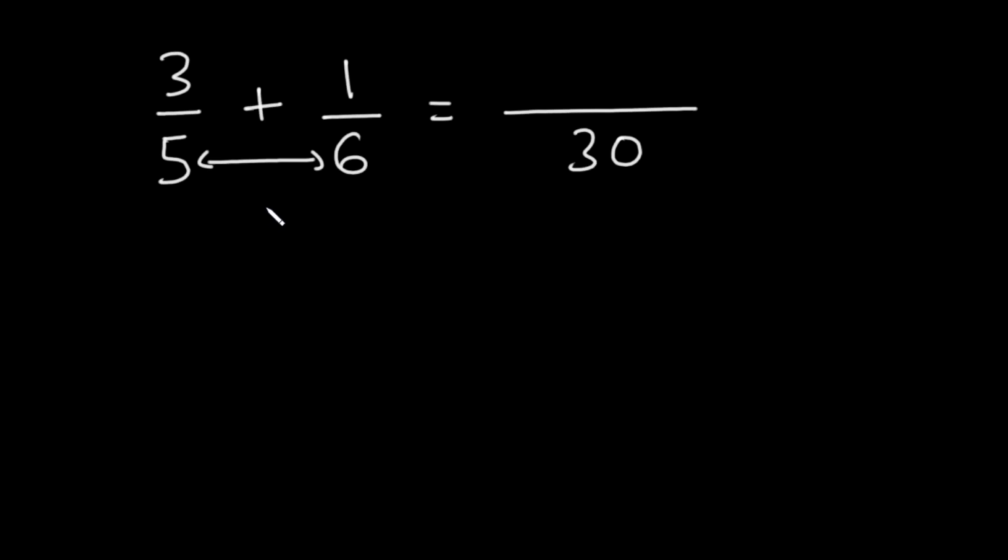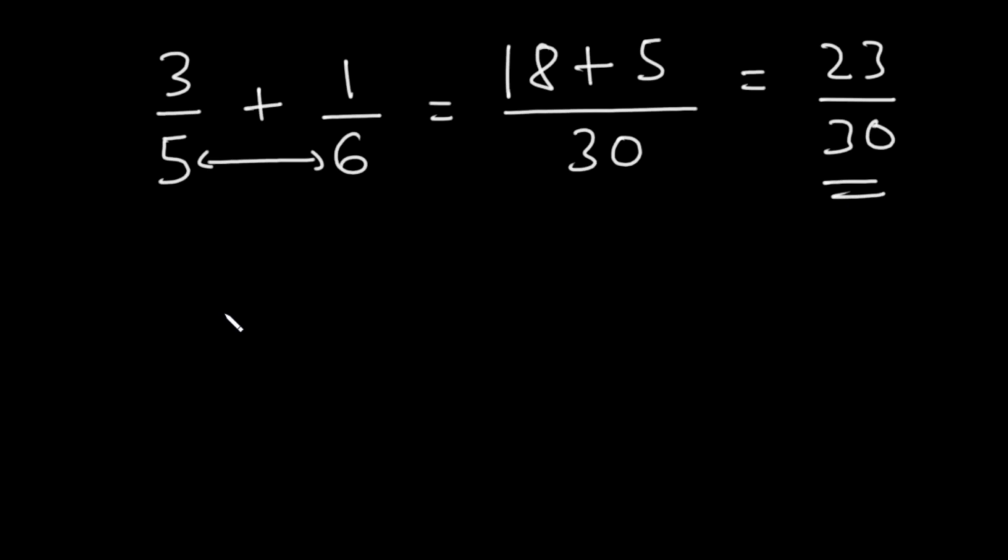Now make sure that you always take the denominator of the second fraction to multiply the numerator of the first fraction. So it's always 6 times 3. Now 6 times 3 is 18. And then you have 5 times 1, which is 5. And that's equal to 23 divided by 30. Very simple. Now let's say you want to subtract 1 over 6 from 3 over 5.